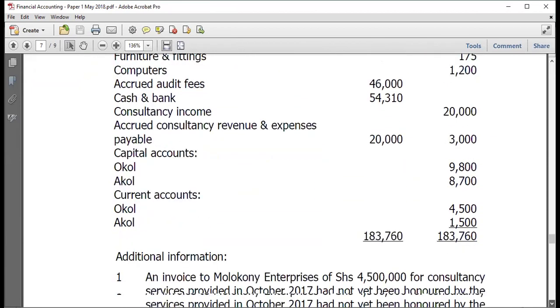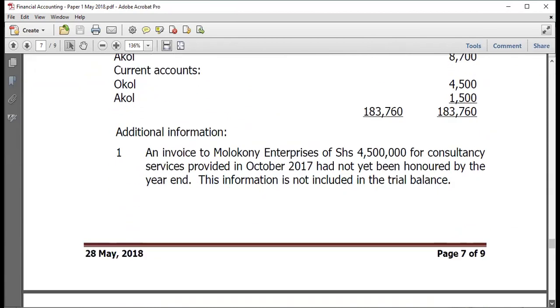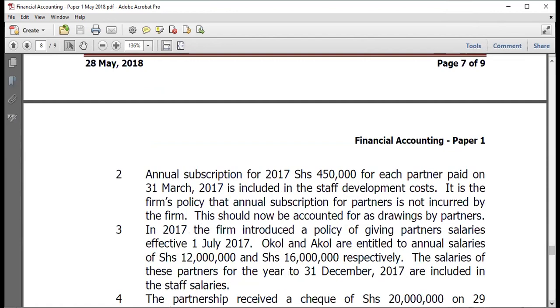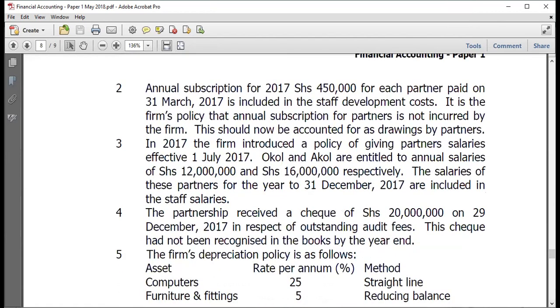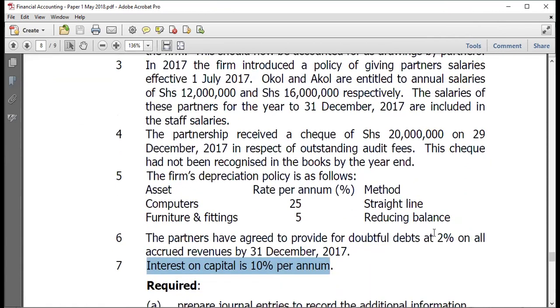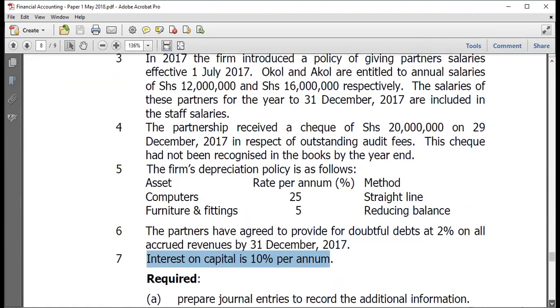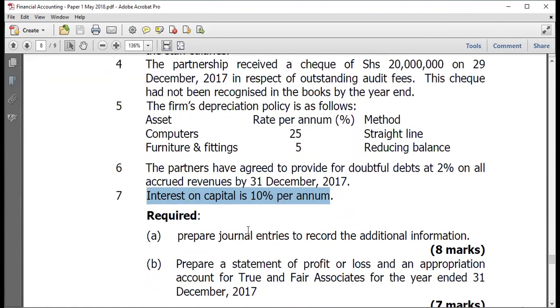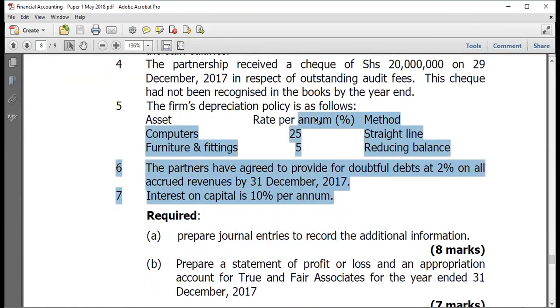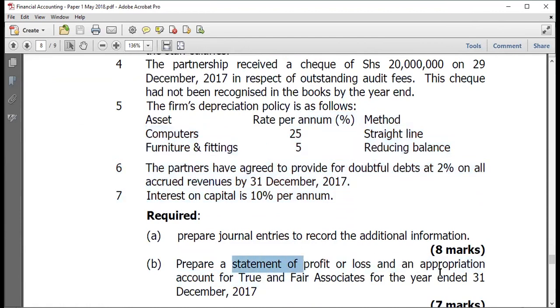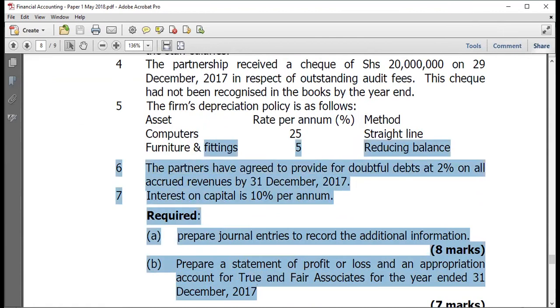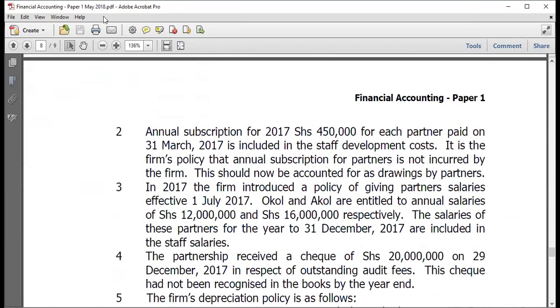So the examiner in this question just wanted to test a little bit of the partnership, okay? And the rest of the things, the depreciation, the provision for doubtful debts that they have included down here, the 2% on doubtful debts, the same principle, okay? Should be able to understand that. And then right down here, they're asking us to prepare journal entries, which you should be able to know. And then the profit and loss and an appropriation account for true and fair, okay? So that is something for you to know. So I hope this is clear and I hope you're able to understand this, okay?